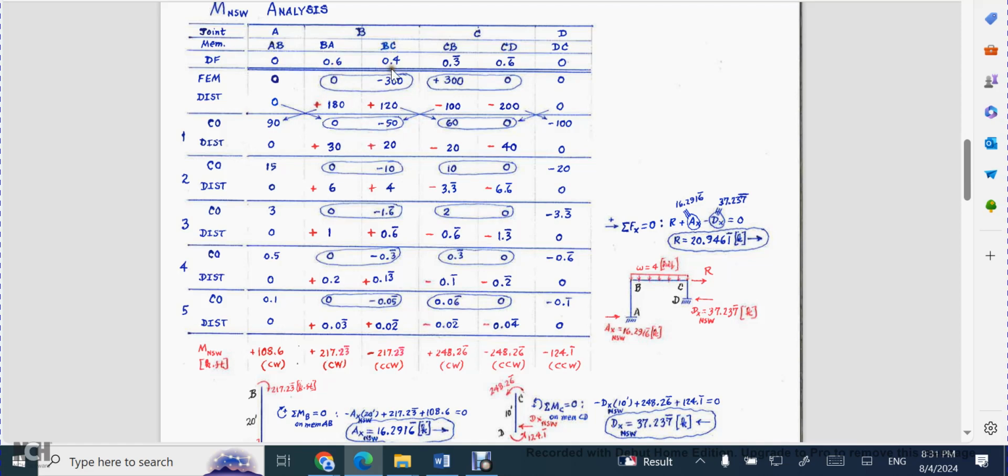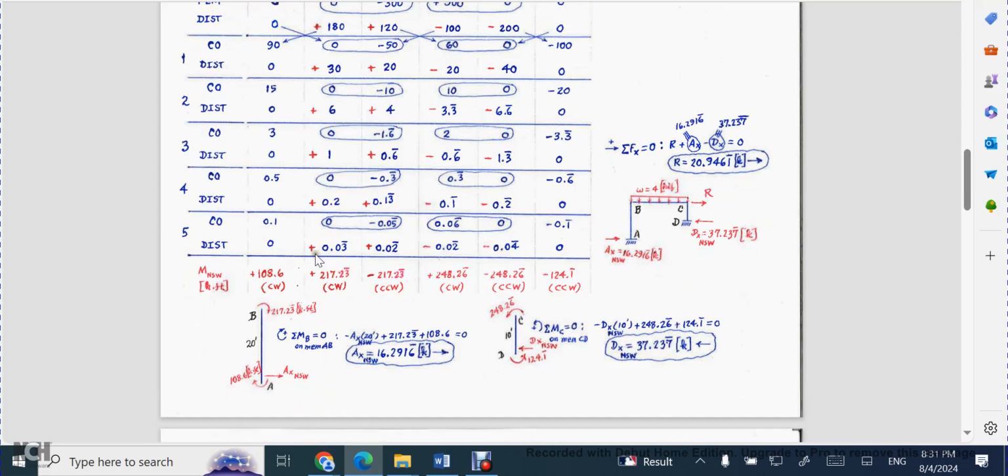And 4/10 of that positive 50 is that 20, etc. And so you go through various iterations until you're reasonably satisfied with those joint moments being balanced, in other words, being awfully close to 0. And then finally, what you do is you go column by column and add up those values.